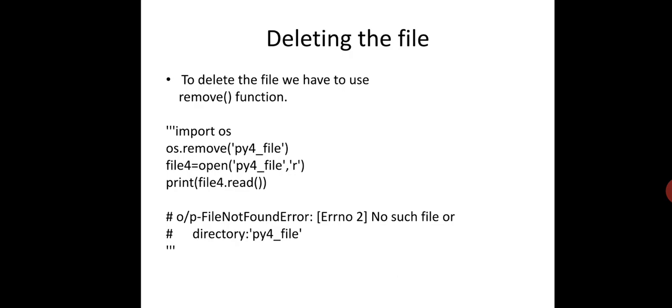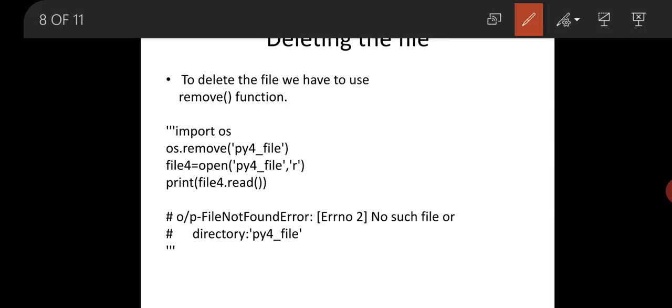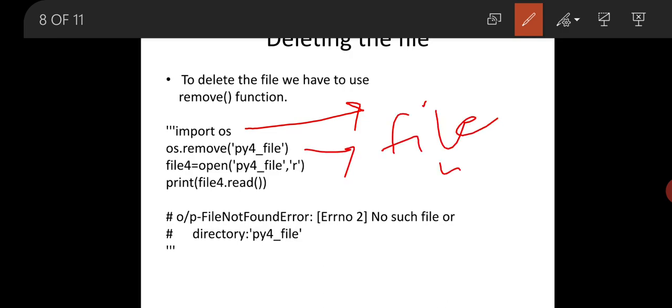And now deleting the file. How to delete the file? To delete the file we have to use the remove function. Here we have to use import os. To use operating system functions we have to call the module os, import os. Now we use the remove function, os.remove, and here we write the file name of what you want to delete.